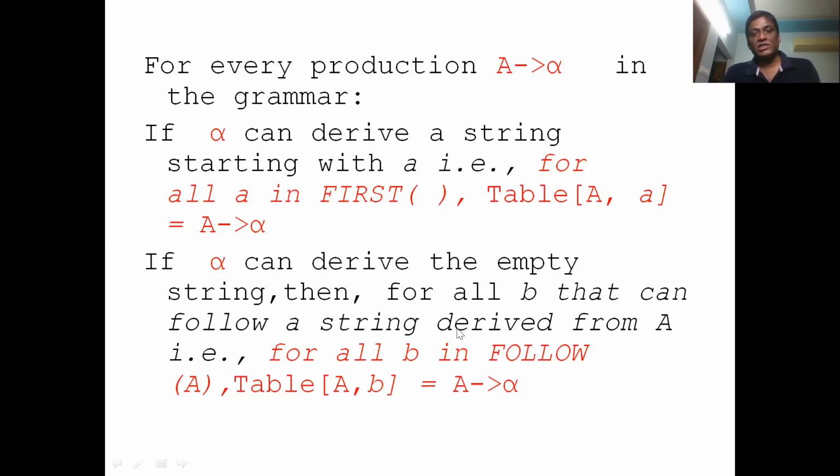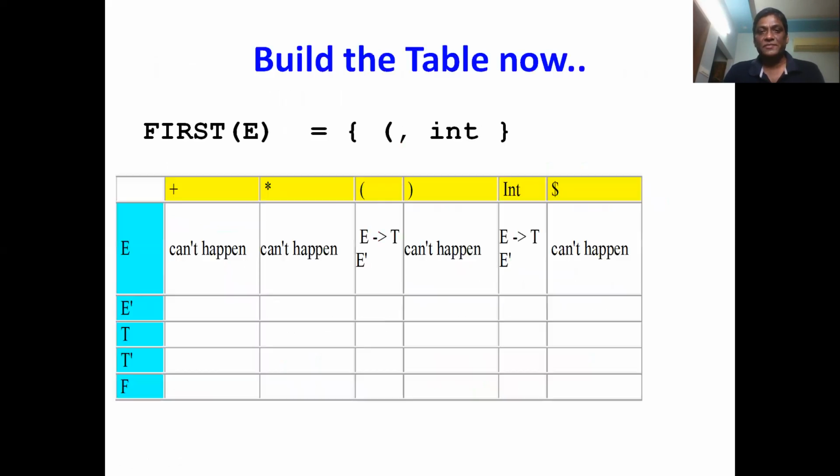So there are two cases. One, the first set does not contain epsilon, then for all those combinations of variables and terminals in the first set, we keep that corresponding production. And if it contains epsilon, then the second case comes. We consider the set of terminals from the follow set, and we fill the table with the corresponding production that produces epsilon. Of course, you don't understand it now. Let us have a look at the example and then come back to these two steps. Then you will understand it.